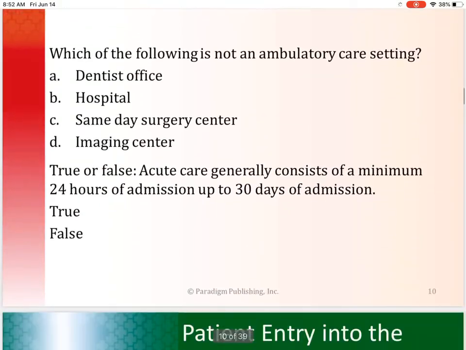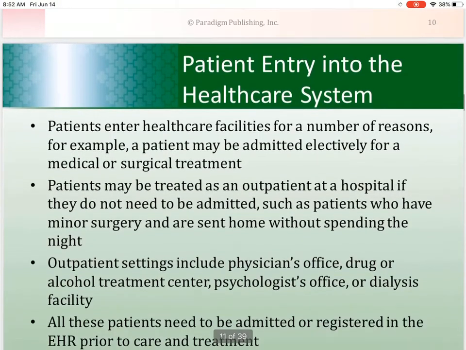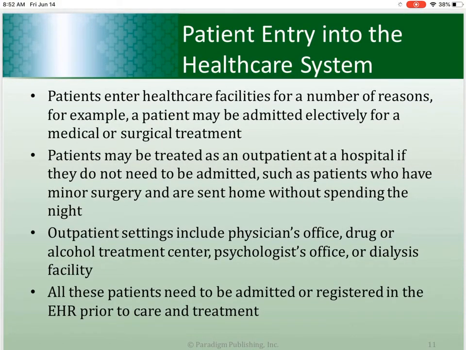All right, so let's talk about patient entry into the healthcare system. Patients enter healthcare facilities for a number of reasons. For example, patients might be urgently admitted to a hospital via the emergency room, a nursing home, or an emergency from home. A patient may also be admitted electively for the delivery of a child or other medical or surgical treatment requiring an overnight stay in the hospital.